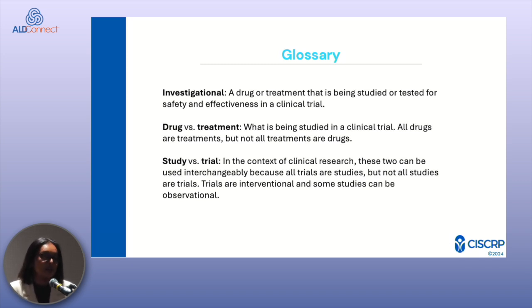And then there's the question of drug versus treatment. So they both refer to what is being studied in a clinical trial, but the difference here is that all drugs are treatments, but not all treatments are drugs. So a treatment can be a therapy, or it can be a medical device as well that is being tested to be brought into the market. So for the context of today's presentation, I will use treatment or investigational treatment throughout.